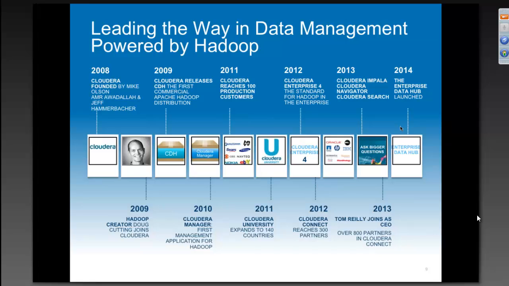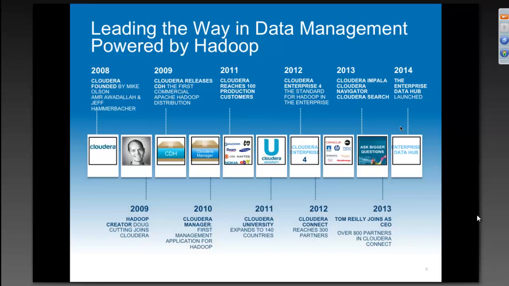Cloudera Impala, which we'll touch on a little bit later, is our interactive SQL query engine that allows a BI tool like Jaspersoft to query data that resides within Hadoop or within Cloudera's distribution of Hadoop.